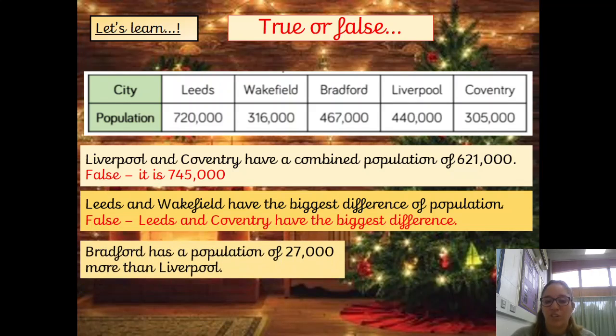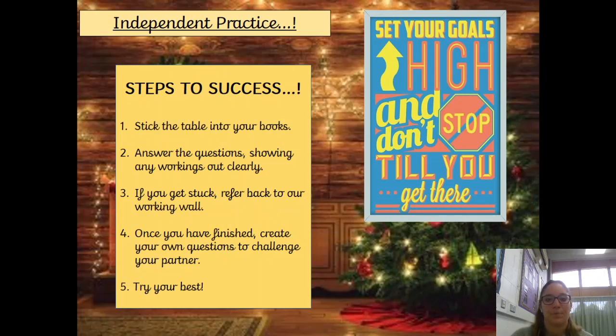And then Bradford has a population of 27,000 more than Liverpool. Is that true or false? Okay, that's true. Liverpool has 440,000 and Bradford has 467,000. So there's a difference of 27,000.